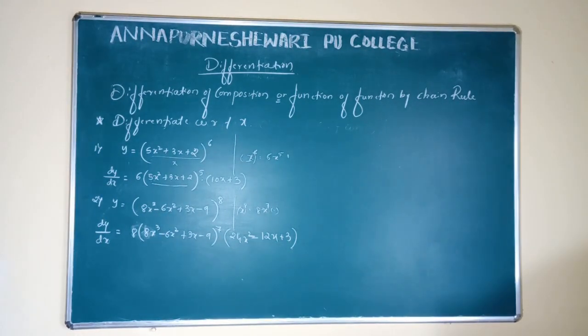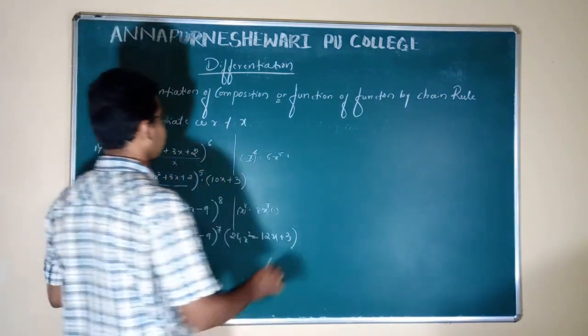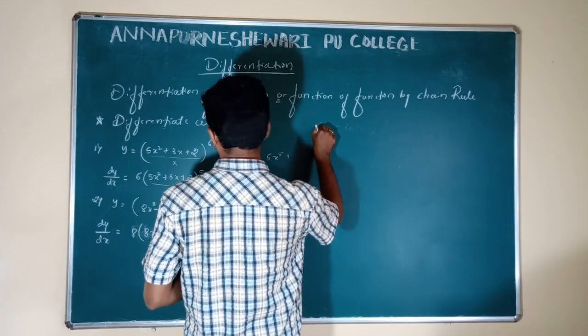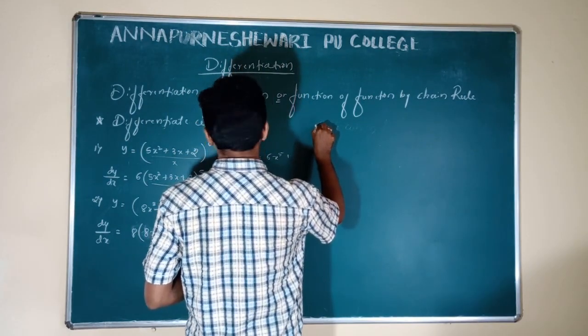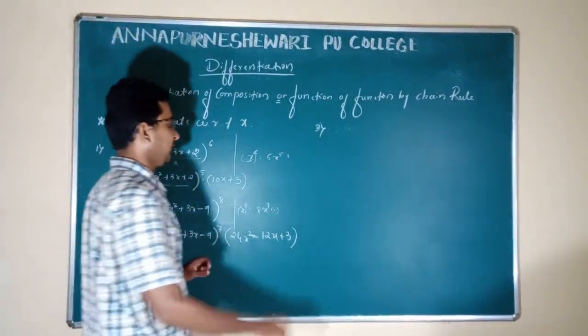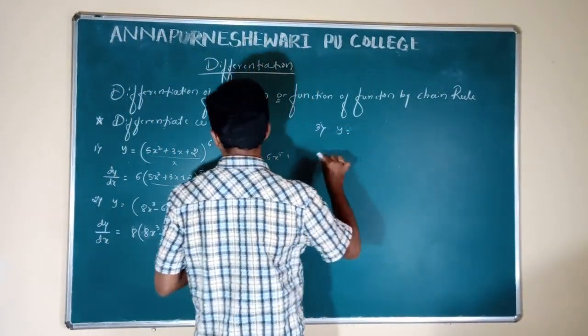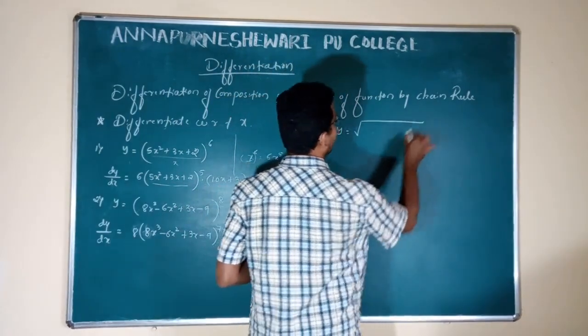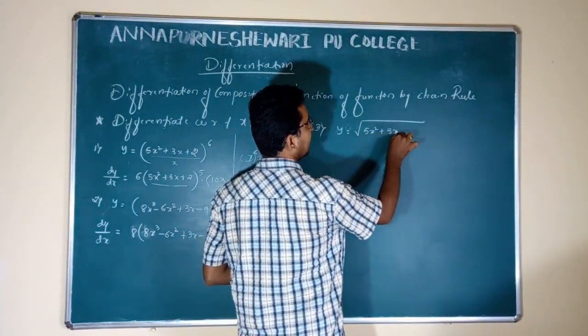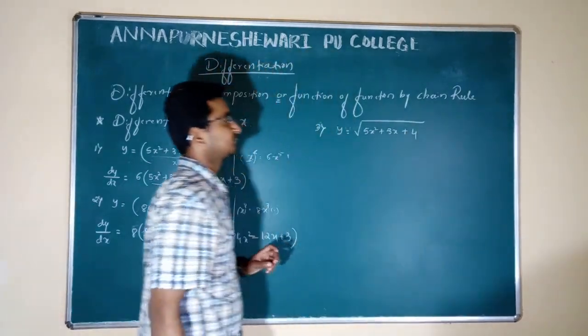Here the power of x goes on decreasing. That you have to remember always. Got it? One more example I will take again, that is the third example in the form of the root. Whenever I take y equal to root of 5x square plus 3x plus 4.